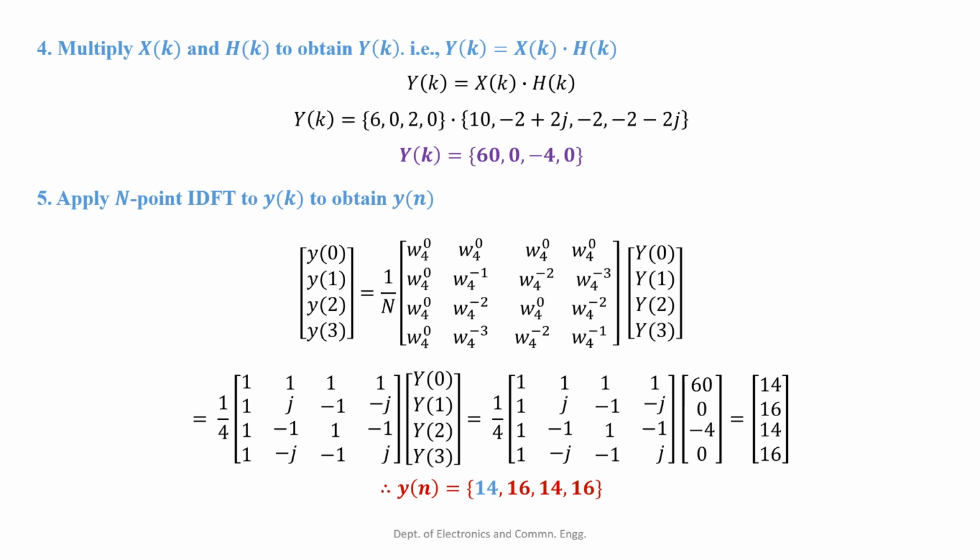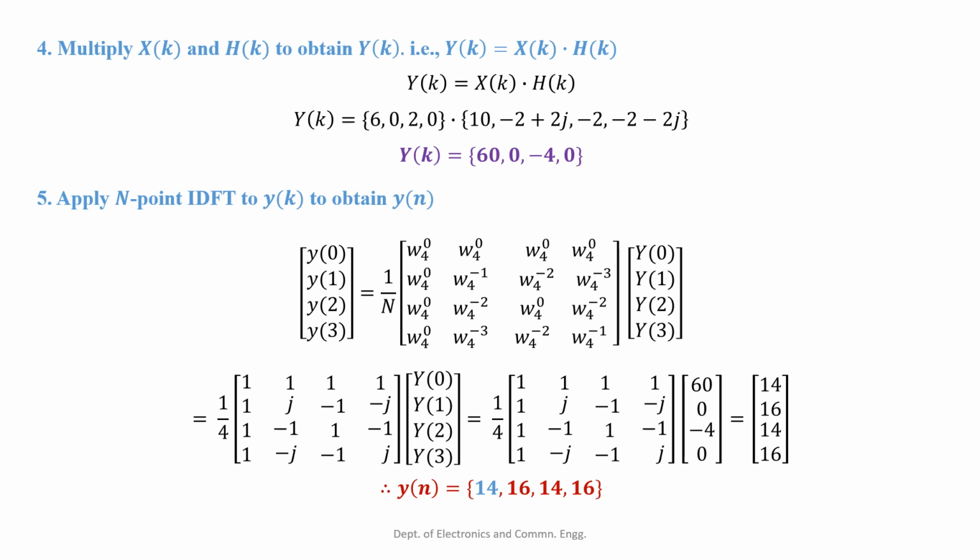Next step, multiply x of k and h of k to obtain y of k. So the two sequences are being multiplied. This is a dot product basically. That means the multiplication is done location-wise. By that we are going to have the result y of k is equal to 60, 0, minus 4 and 0. The last step, apply N-point IDFT to y of k to obtain y of n.